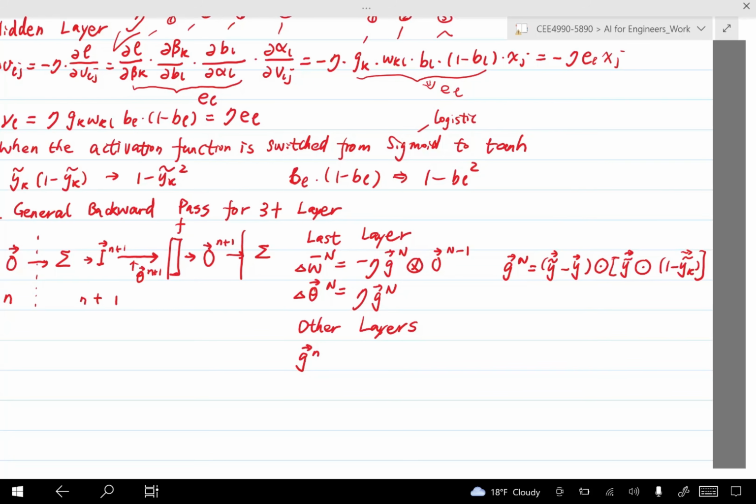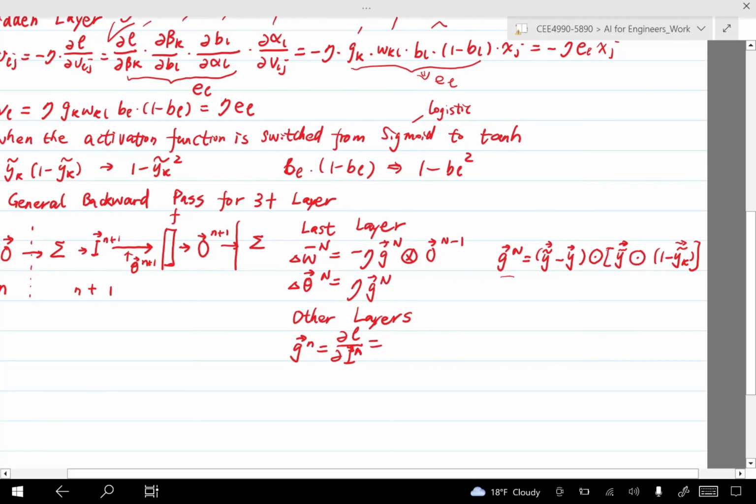That means any other layers, because the gain is partial L, partial I, vector in. This is what happened for the last layer, this one. Now we don't have this, but we have something else. You can derive it yourself. Here we will skip the deduction, go to the conclusion directly. All the other things, they are very similar.